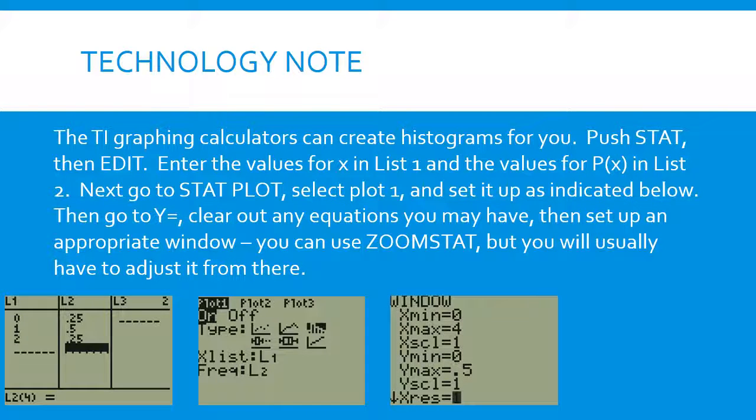Now you can use Zoom Stat, which will give you a good starting place, but usually with this kind of a bar graph, you want to adjust it from there. You might want to make your scale a little different. The scale is going to determine how wide each bar is, and there you go. So there's our bar graph done on our calculator.